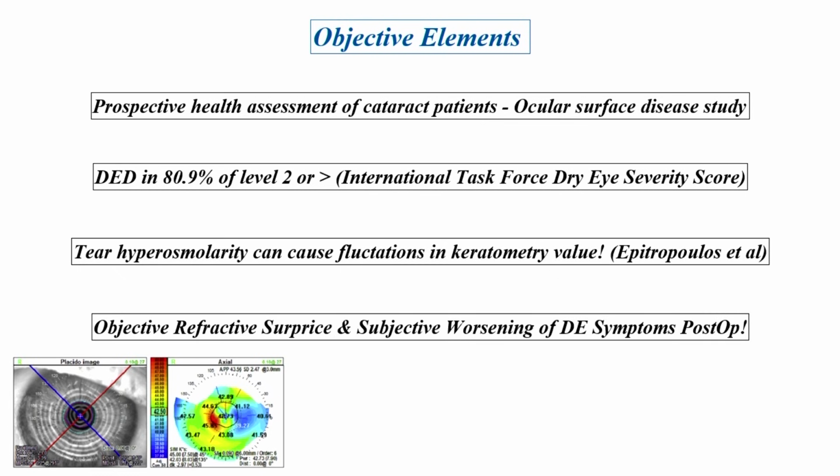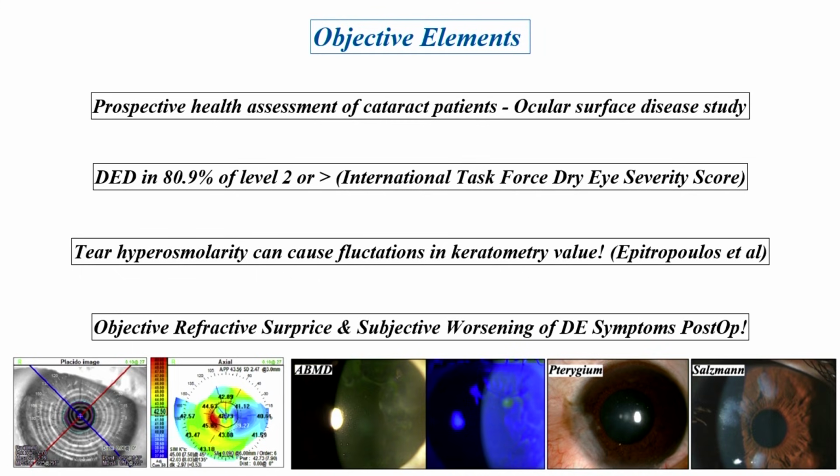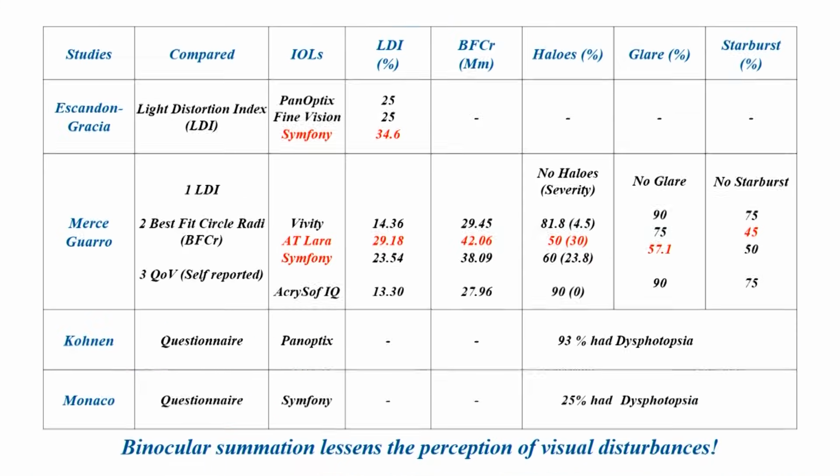If we miss the dry eye in our cataract patients, we are going to have major refractive surprises and subjective worsening of dry eye symptoms post-operatively. This is just the tip of the iceberg of the problems we are going to face. On the surface itself, we have many more corneal problems. Beyond the cornea, there are glaucoma issues and macular issues. All of these complicate the choice of IOL.